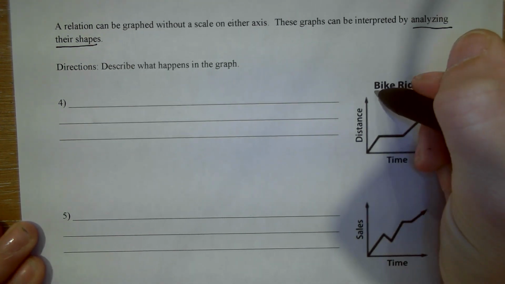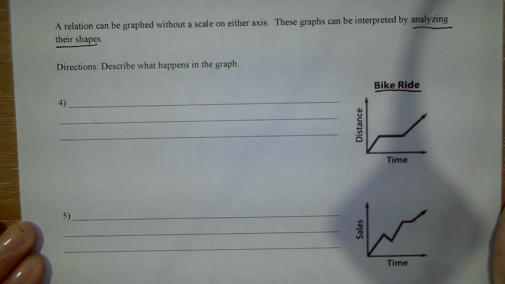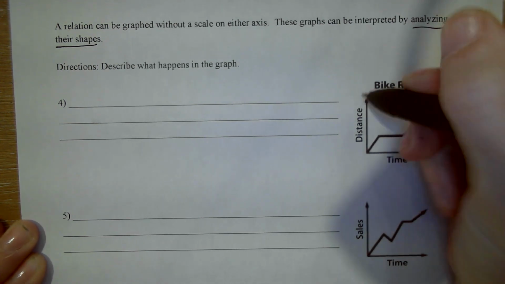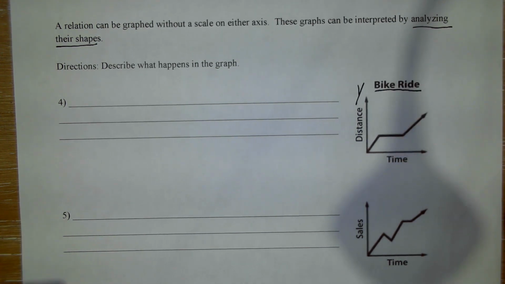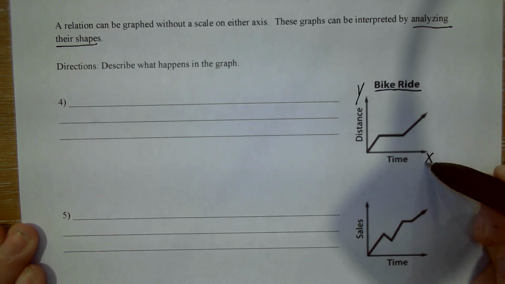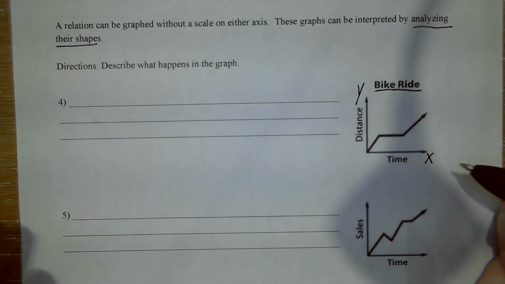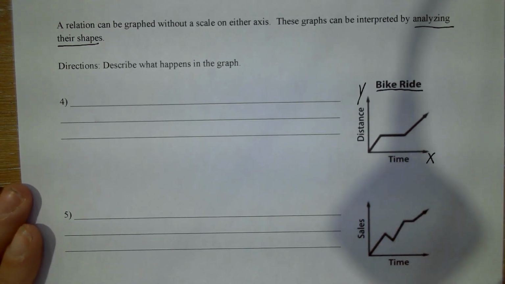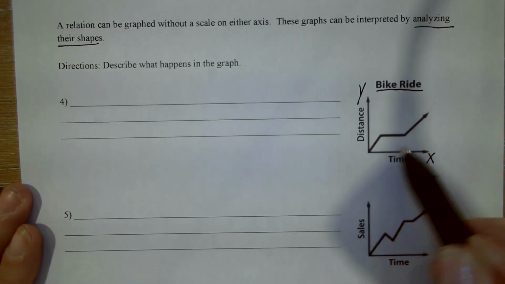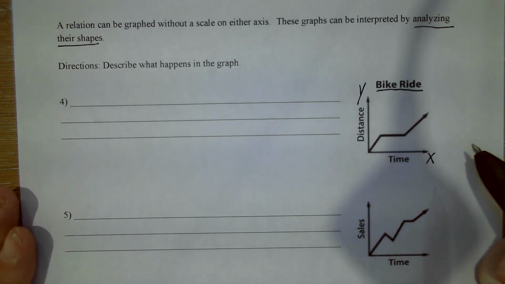Now, the title tells us we're talking about a bike ride. The y-axis represents the distance that we are riding, and the x-axis represents how much time we are riding our bike. Notice how the x-axis, the time, is continuing to increase. We're moving further to the right.